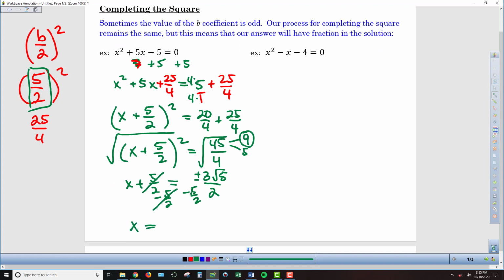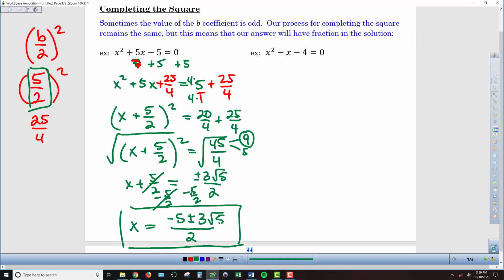And then on this other side, since I have the same denominator in both of the fractions that I'm trying to combine, I'm just going to make it a giant fraction with a 2 on the bottom. And then in the numerator, I'm just going to have the two numerators connected by that plus or minus. I'm going to have negative 5 plus or minus 3 times the square root of 5.